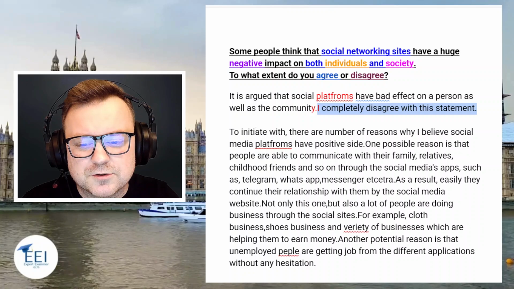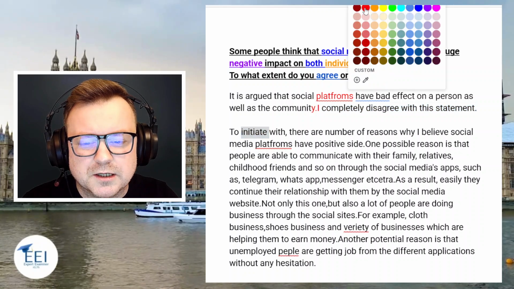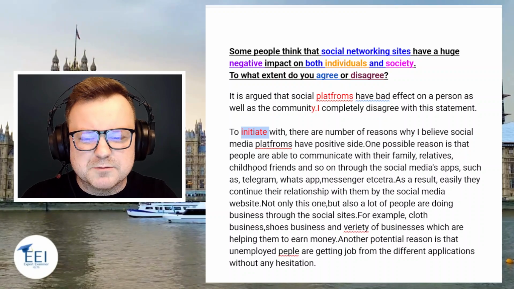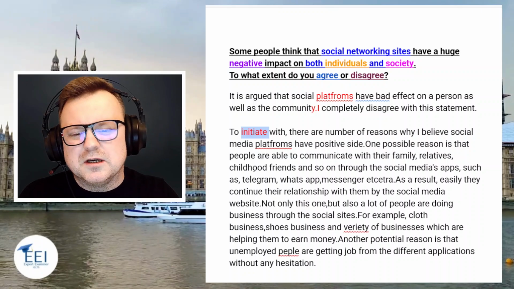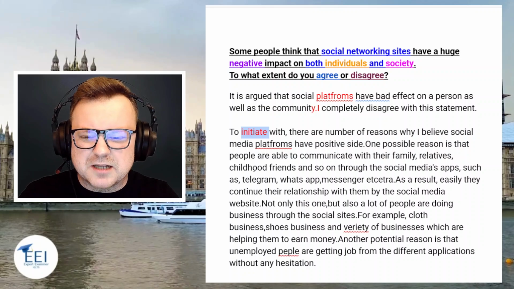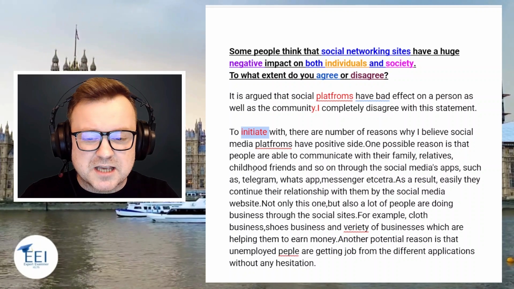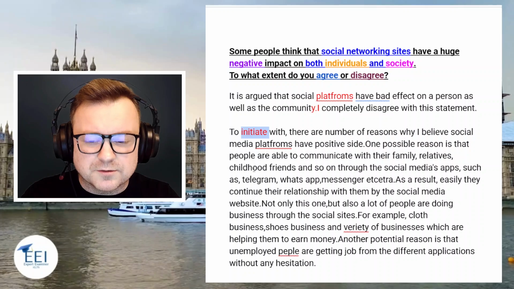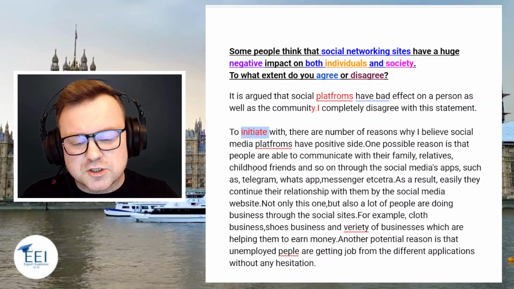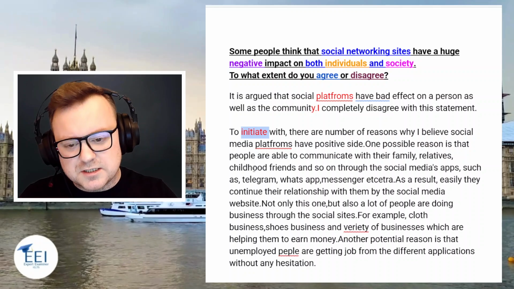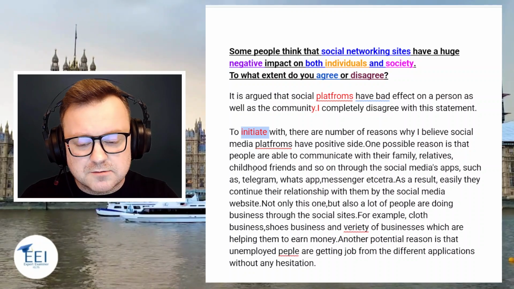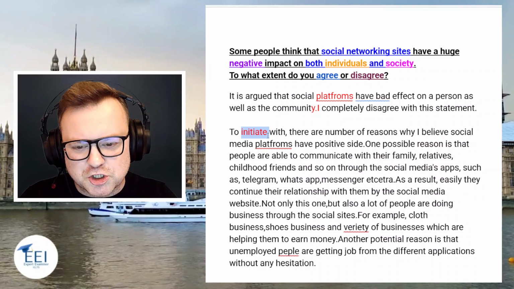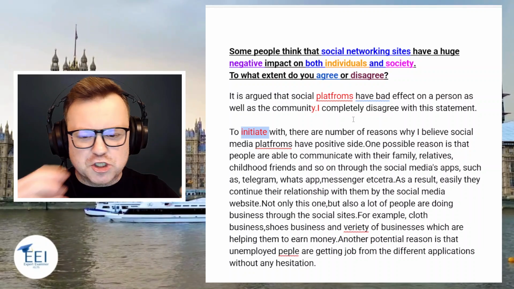To initiate with. So this is a great example of why we should be careful with synonymy. So in English, we have synonyms, but we have partial synonyms. Now, initiate, like to initiate a conversation, is the same as to start a conversation. But in the expression to start with or to begin with, we can't replace start with initiate. So there are some times when start can be replaced by initiate, but there are some times when start can't be replaced with initiate. So they are not fully interchangeable.